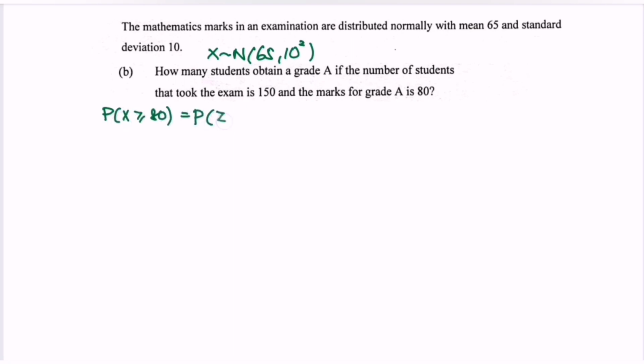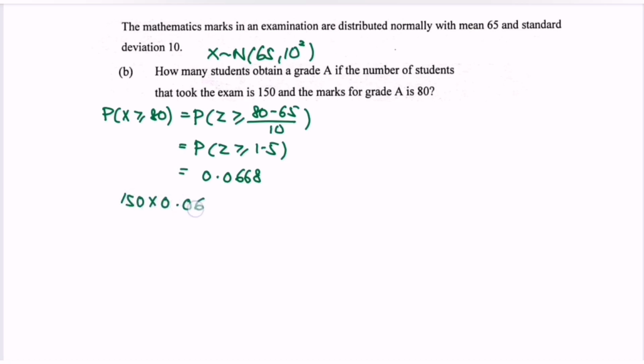So standardize: Z greater than or equal to (80 minus 65) over 10. So the probability that Z is greater than or equal to 1.5. By referring to the statistical table, 0.0668. So that is the probability for the students to have a grade A. The question asks how many students, so it is asking for a number. So 150 multiplied by 0.0668. So there will be 10 students who obtain grade A.